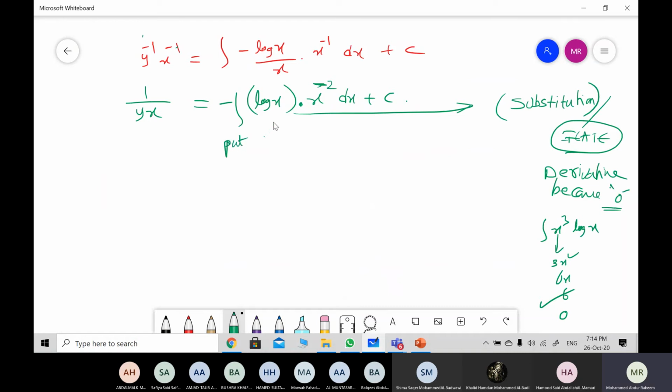Okay, put this log x as z. Why z? Why not the other one? Because we already used t there. That's why u is better, not the same letter t, like a one-time password. Now differentiate both sides. How much? 1 over x dx is du.